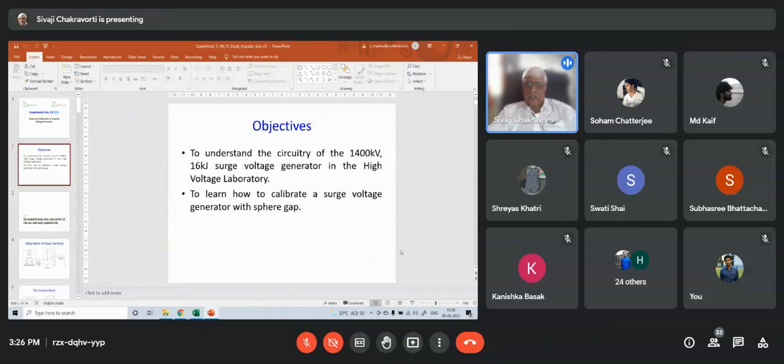It is very unfortunate that you cannot see this machine, because this machine is very much there in our laboratory. And we at Jadavpur University always try to get our students acquainted with the actual machines. But as things stand today, you are the unfortunate people who are unable to come to the laboratory, and therefore we are doing this online.